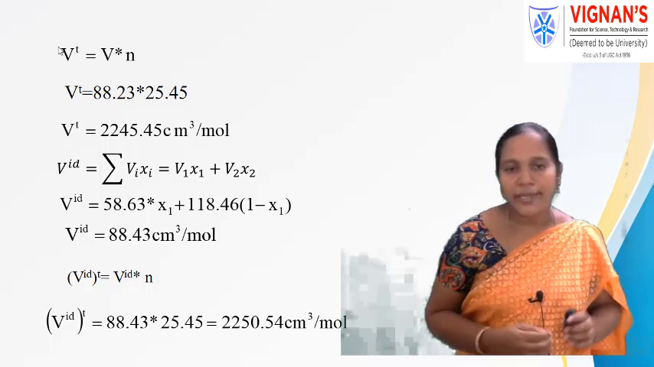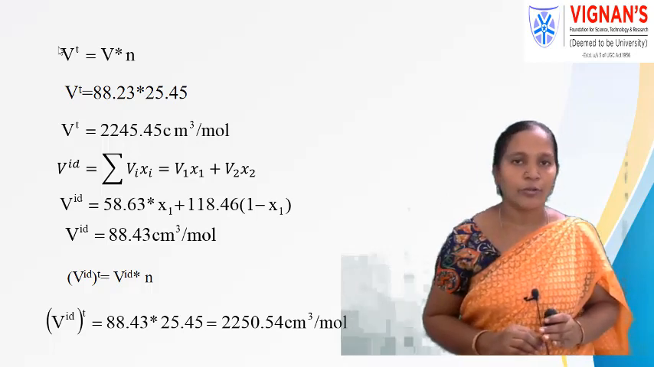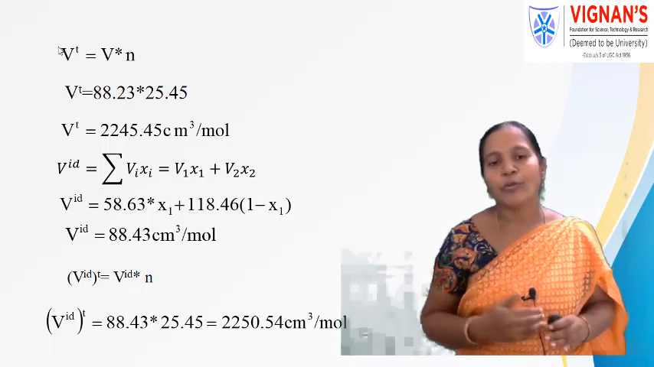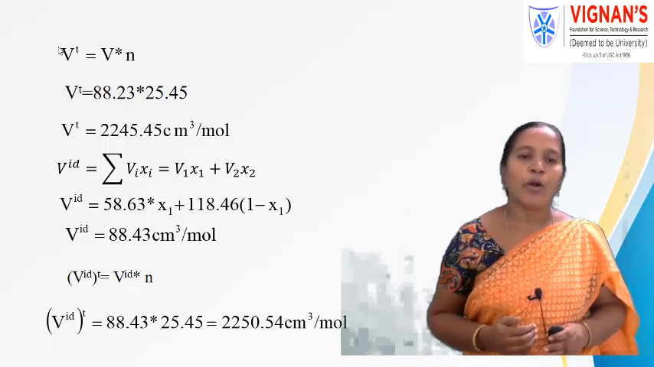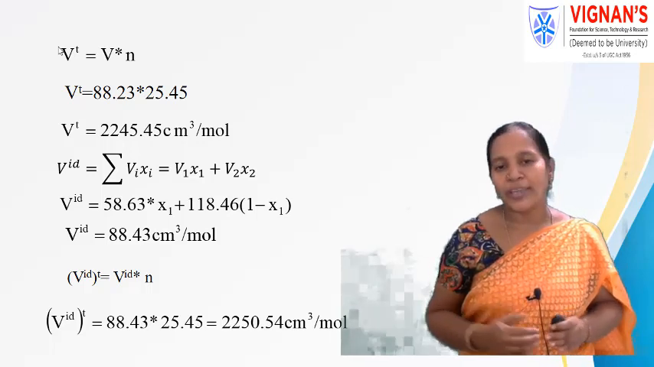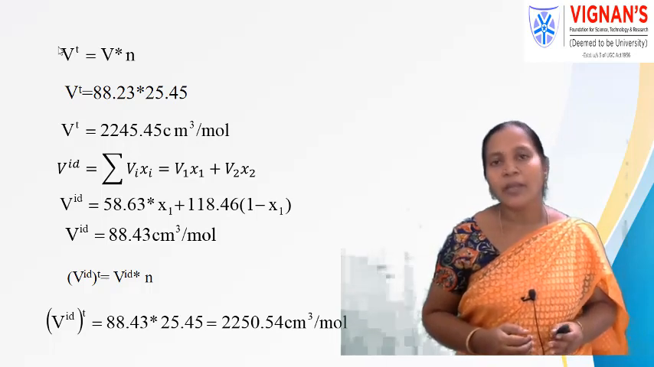Total volume of ideal solution is equal to volume of ideal solution into number of moles. That is equal to 88.43 into 25.44. That is equal to 2250.54 centimeter cube per mole.